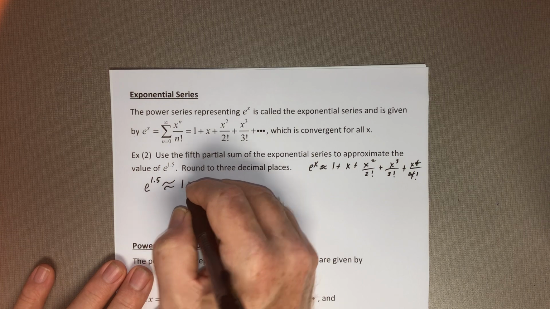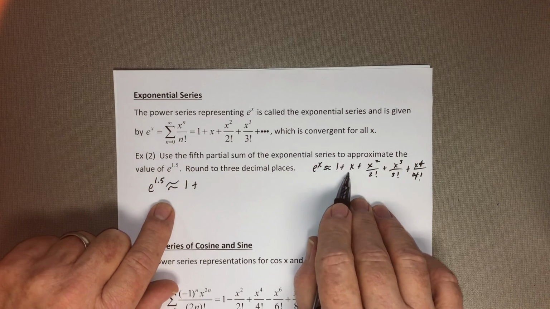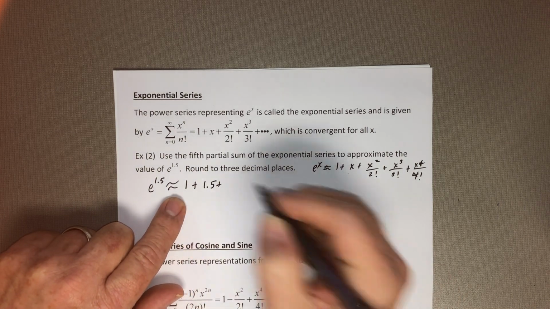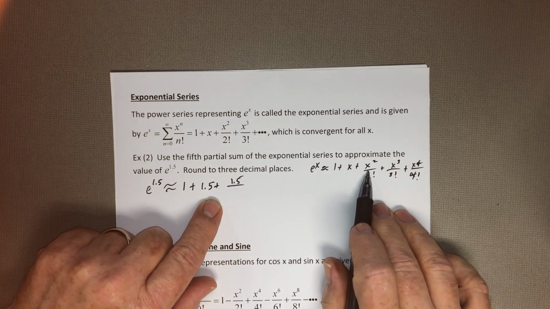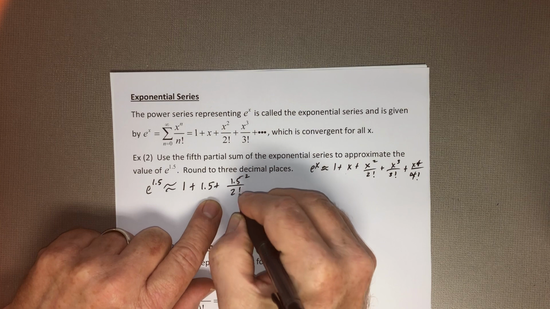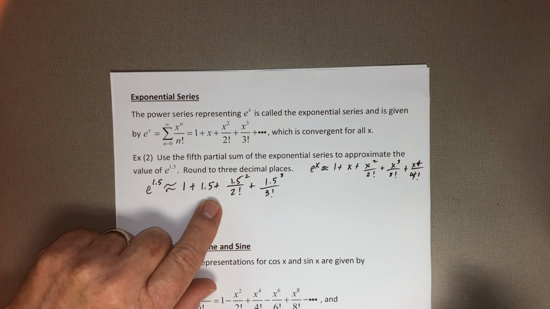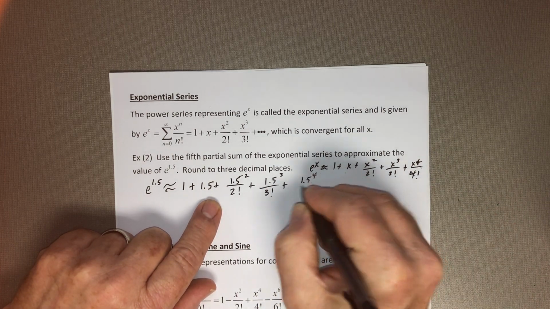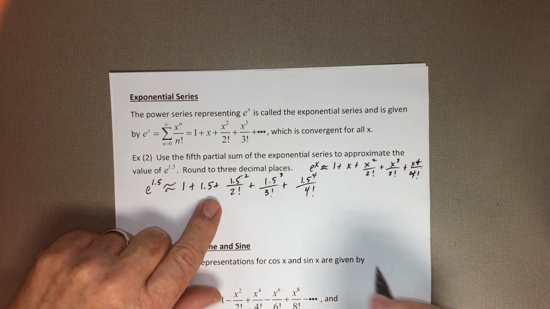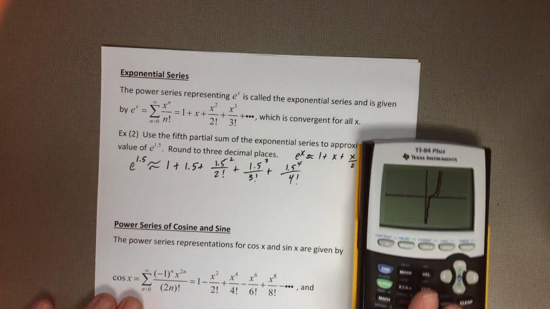That would be 1 plus, x is 1.5, so 1.5 plus 1.5 squared divided by 2 factorial plus 1.5 cubed divided by 3 factorial plus 1.5 to the fourth power divided by 4 factorial. Let's put that in our calculator. Let me find my calculator. Where did I put it? Oh, there it is.